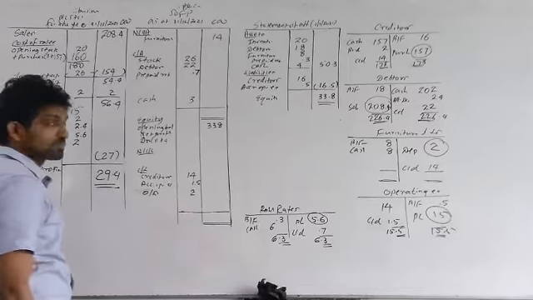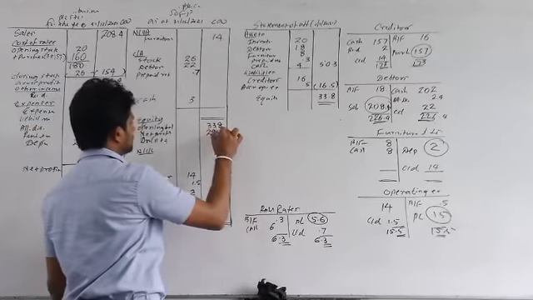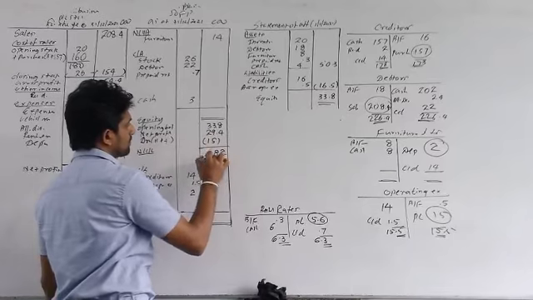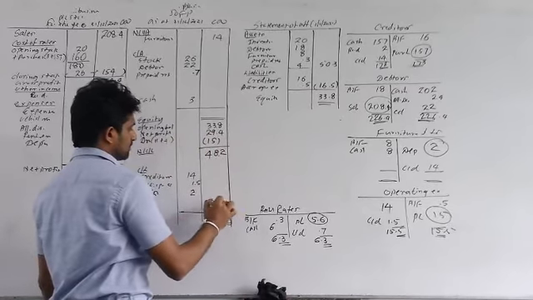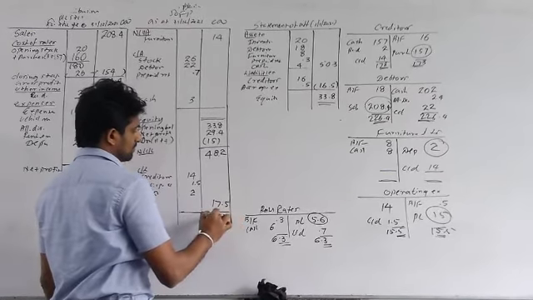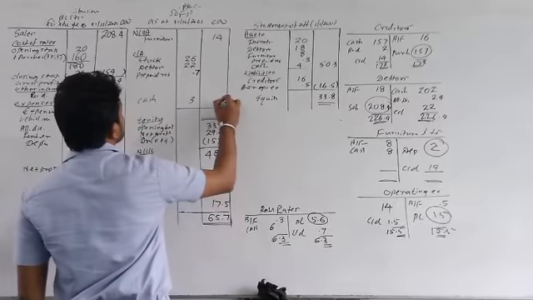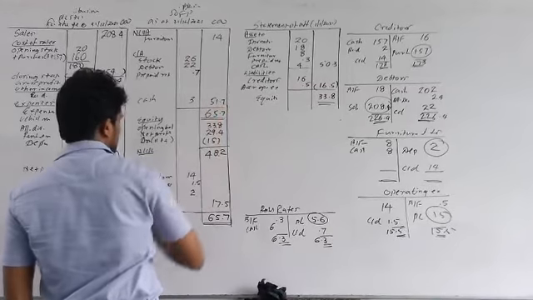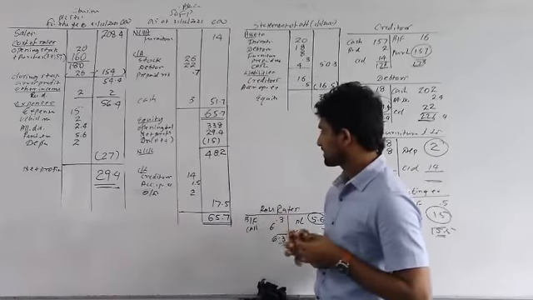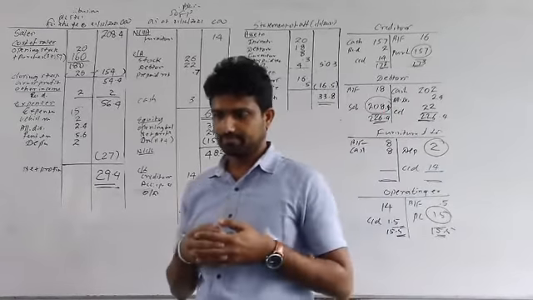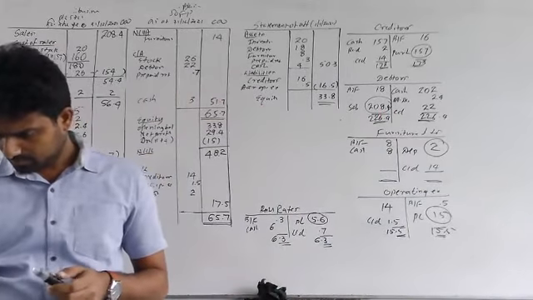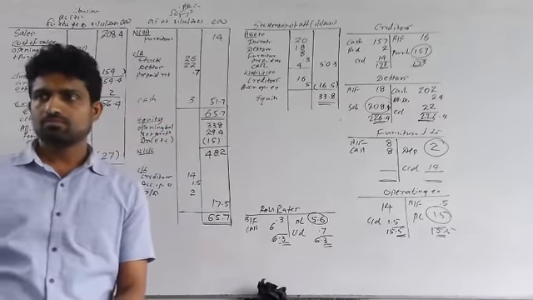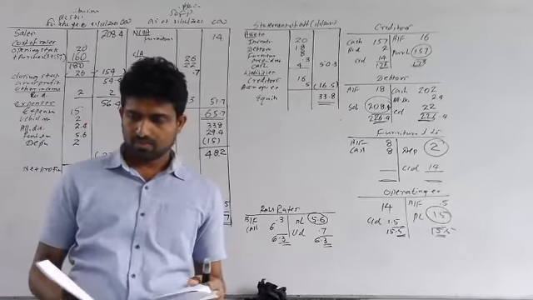Net profit 29.4. Setting at 65.7. Question number 4 is next.